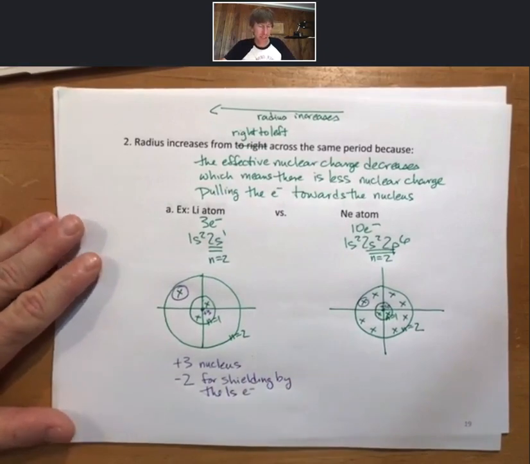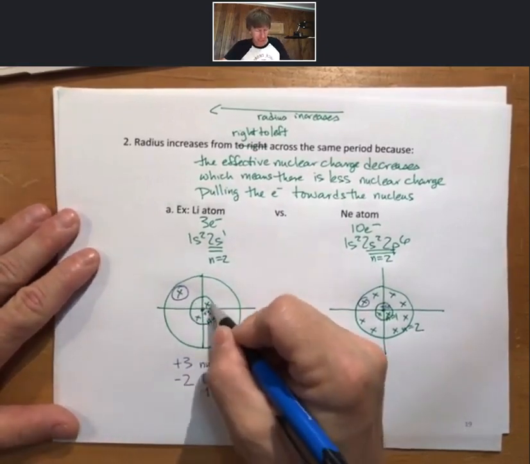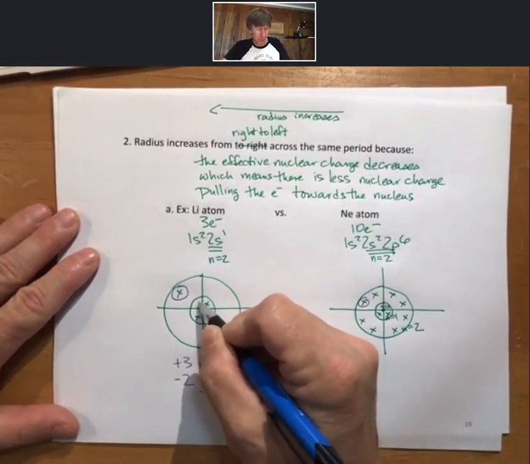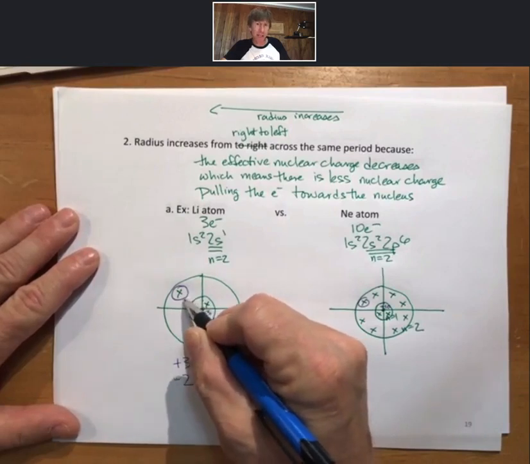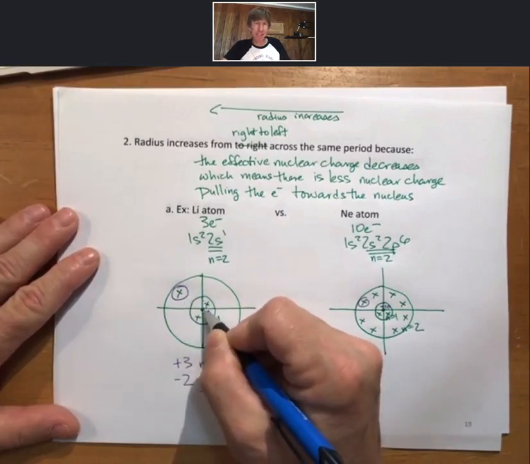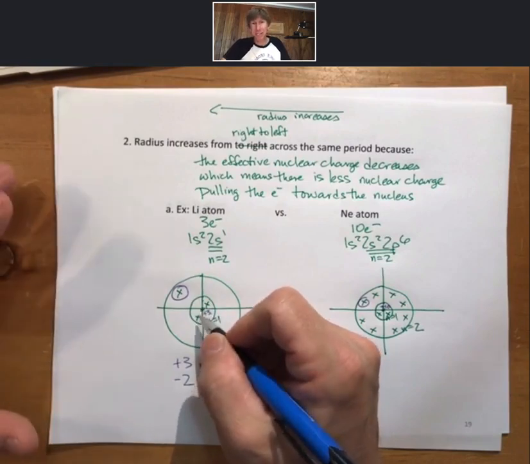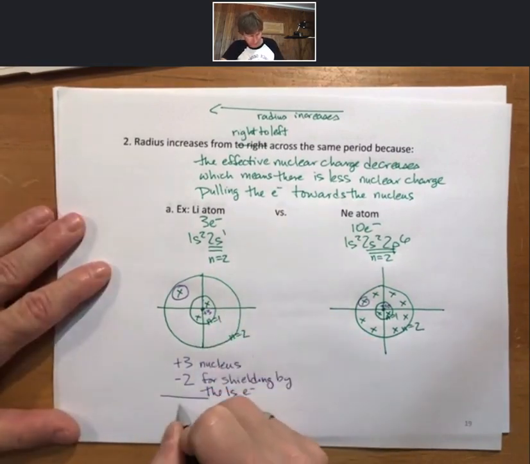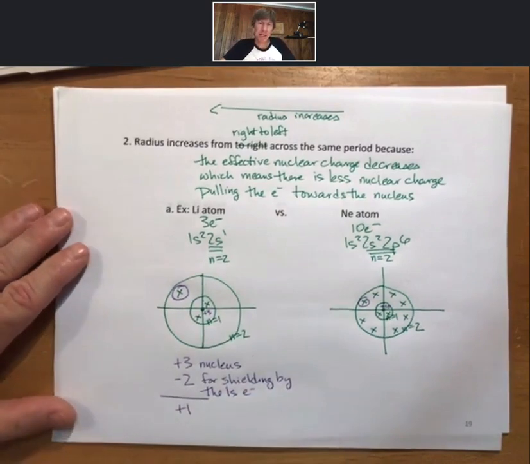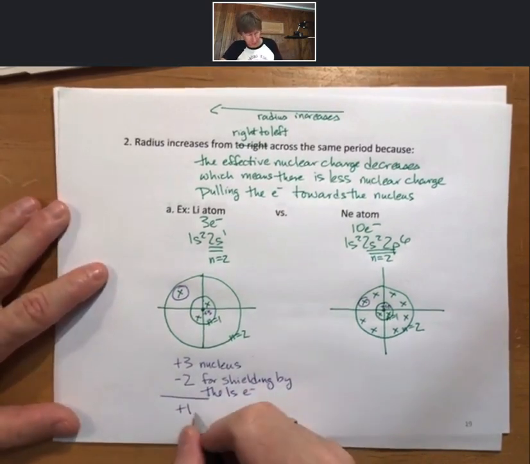And by shielding, I mean that you're placing a negative charge between the nucleus and the 2s electrons. It shields, so it sees less of that charge because there's intervening negative charge. And lithium ends up with a +1 effective nuclear charge.